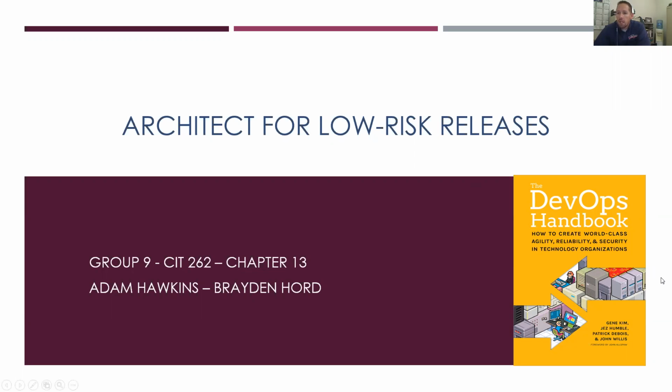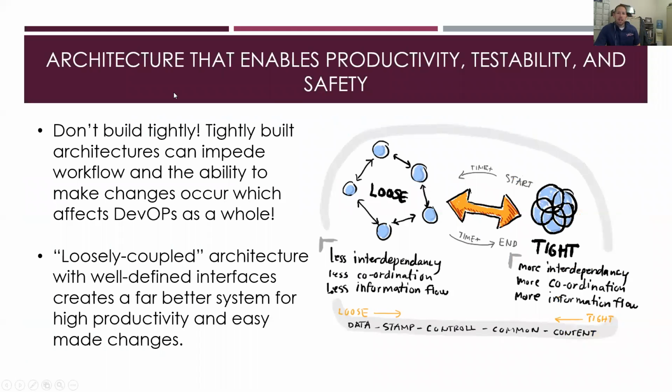So the first thing that we're going to talk about today is the architecture that enables productivity, testability, and safety. These first three were done by Braden, but it talks about when you build your architecture, don't build tightly. Tightly built architectures can impede workflow and the ability to make changes, which affects our DevOps as a whole. Loosely coupled architecture with well-defined interfaces, on the other hand, creates a far better system, high productivity, and easily made changes.